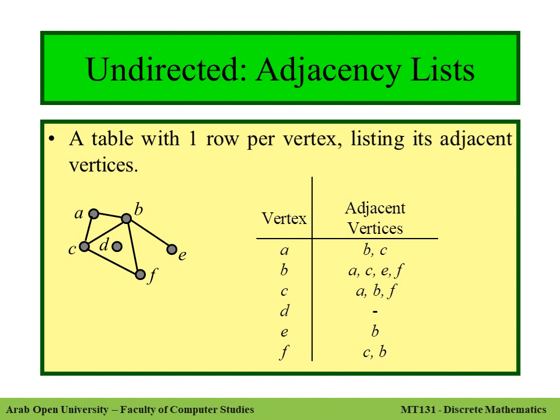For every vertex in the left column, list all the vertices that are adjacent to that vertex, all the vertices that have an edge connecting them to that vertex. If you notice D, for example, D is an isolated vertex, so there's nothing adjacent to it, and you just leave it blank. This is called an adjacency list.